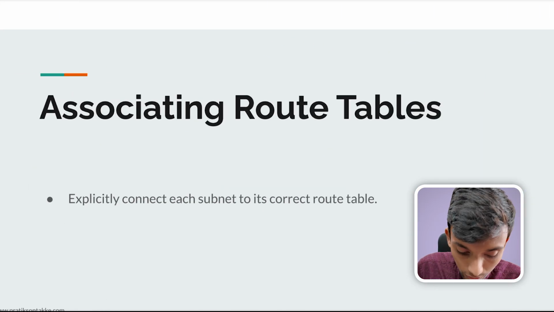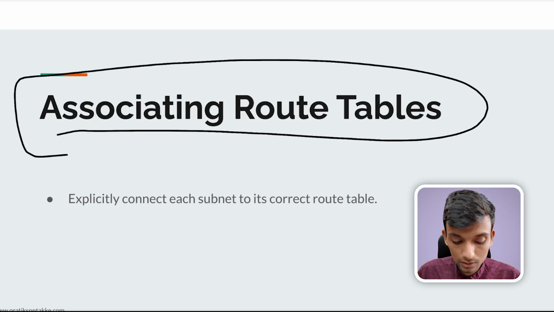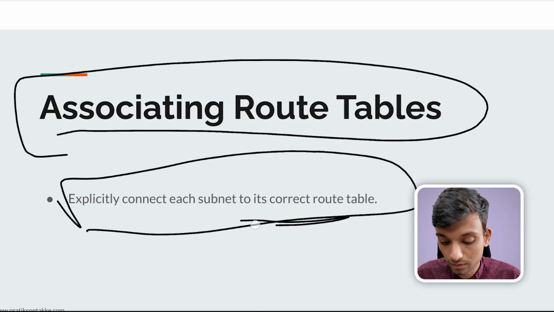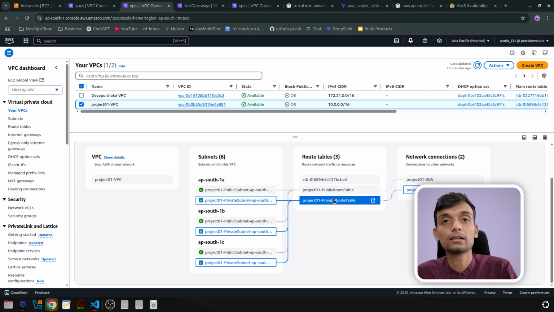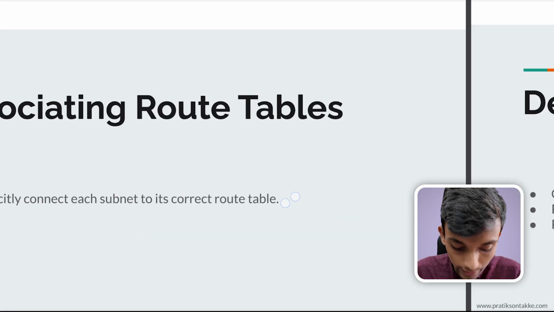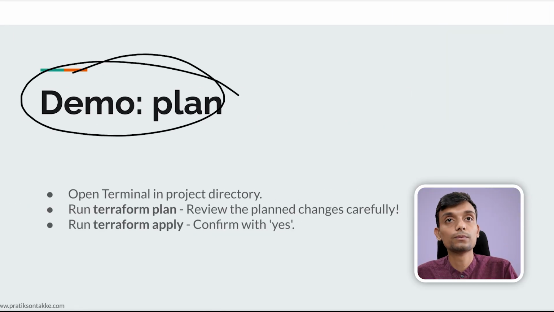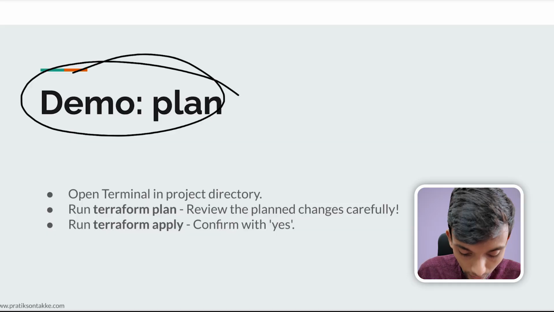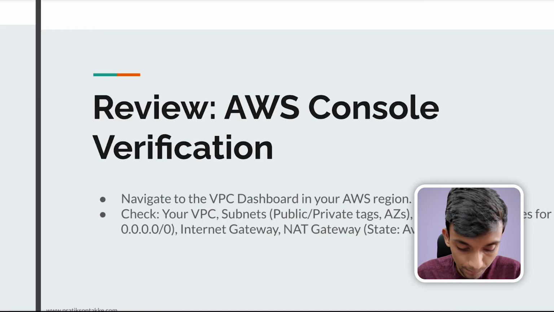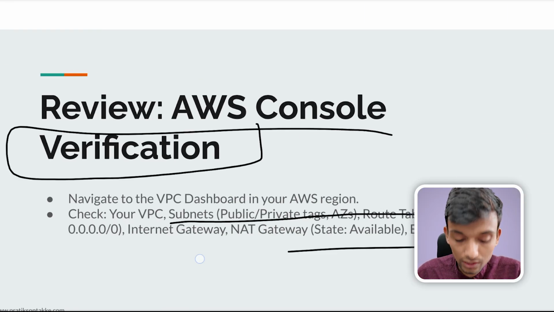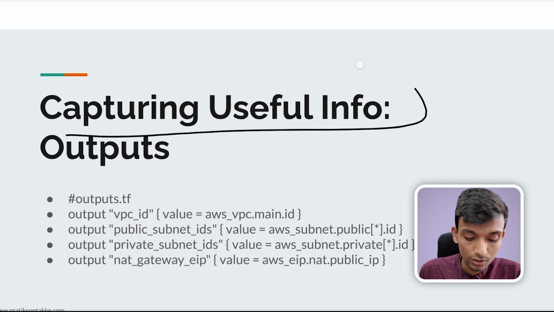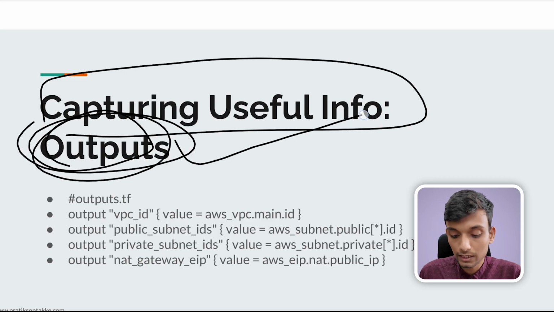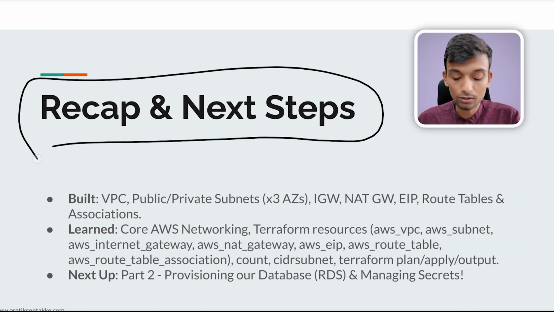So I already showed you what is associating route tables. Explicitly connect each subnet to the correct route table. You can see, explicitly connect each subnet. Public के साथ public route table को connect कर दिया, private को private के साथ connect कर दिया. Okay, then demo plan. Demo I also showed you. This is the demo in short. Open the terminal, project review. Yes, okay. Verification. That's okay. Verification also done. This is the verification only. Capturing useful info output. I am going to explain in another lecture. Recap and next. What are we going to do next?